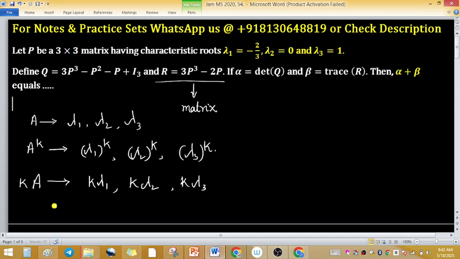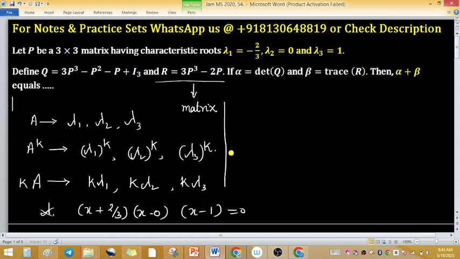Write matrix Q in terms of matrix P. These are the eigenvalues, so you can easily write the characteristic polynomial or equation: x plus 2 upon 3, x minus 0 and x minus 1. This is the characteristic equation. After simplifying this, we have 3x cube minus x square minus 2x equals 0.